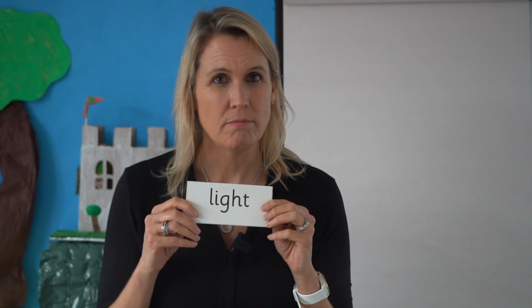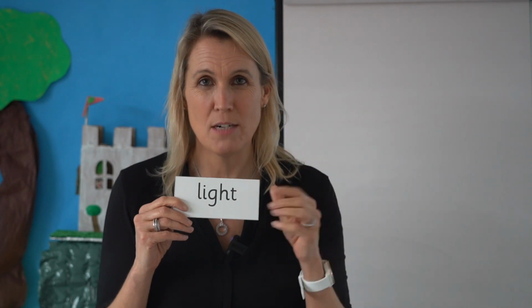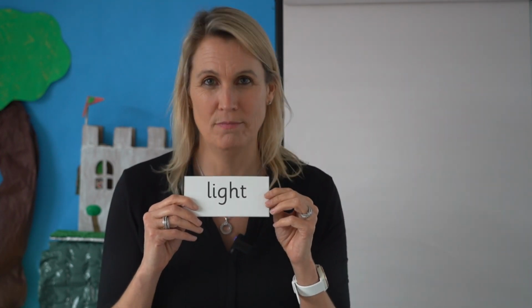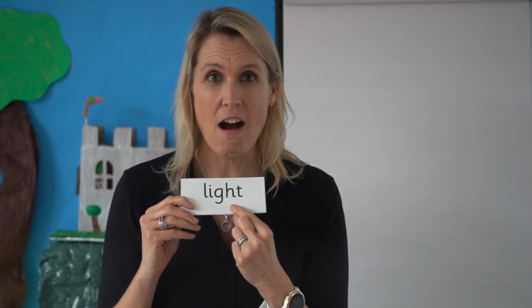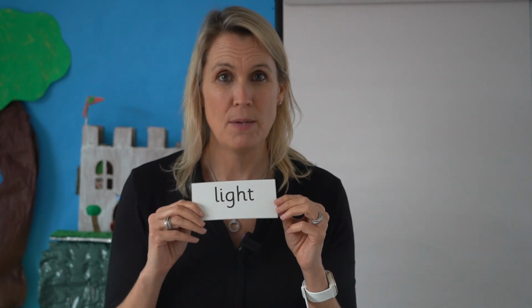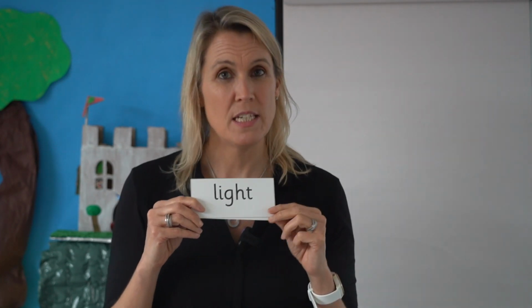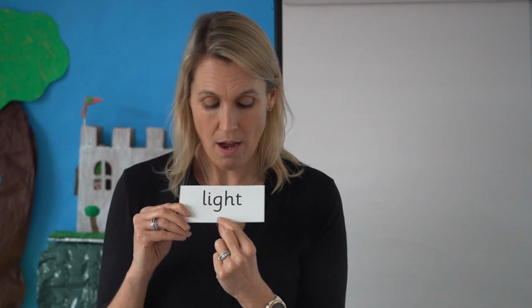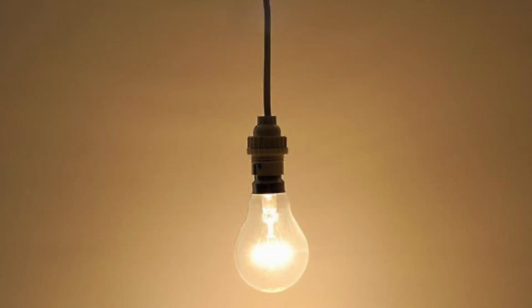Have a look at this one. Remember what a trigraph is? Yes, three letters, one sound. Can you spot the trigraph? Yes, the trigraph is igh. Read each sound, then blend. Point to the picture that matches the word. L-igh-t, light. Here is the picture of the light. Did you get it right?